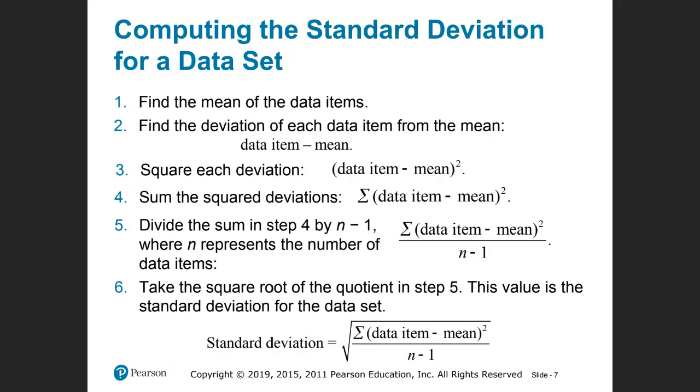Computing the standard deviation for a data set. Step 1, you find the mean of the data items, which we just did. Step 2, find the deviation of each data item from the mean, data item minus mean. Step 3, then you square each deviation. Step 4, find the sum of the squared deviations. Step 5, divide the sum in step 4 by n minus 1, where n represents the number of data items. Step 6, and then take the square root of the quotient in step 5. This value is the standard deviation for the data set.